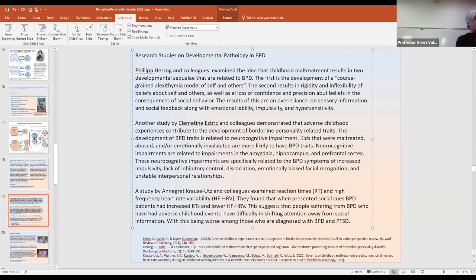A study by Annegret Kraus-Utz and colleagues examined reaction times and high-frequency heart rate variability. They found when presented social cues, people with borderline personality disorder had increased reaction times and lower heart rate variability. You know, heart rate variability is a measure of health. Your heart's supposed to be able to speed up and slow down. When it has trouble doing that, that's a sign things are not good. If it just stays beating high, it takes a long time to come down. That's actually something that medical people get concerned about.